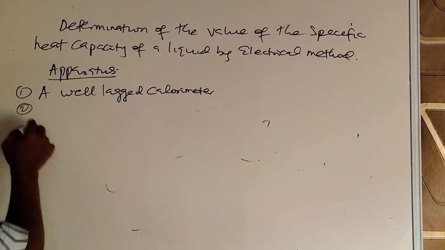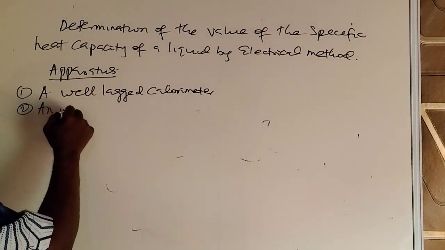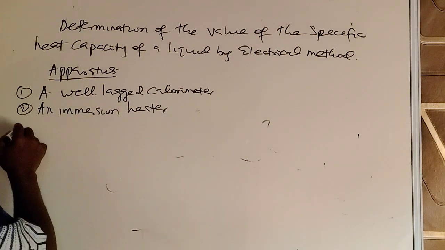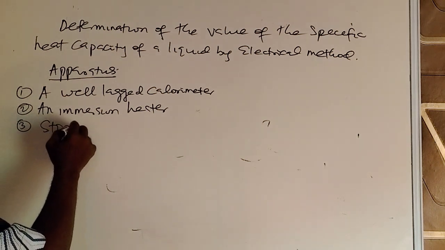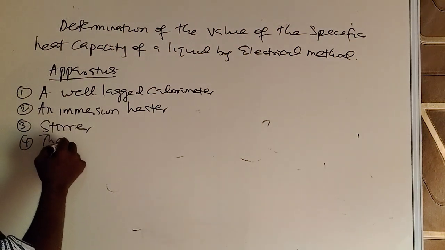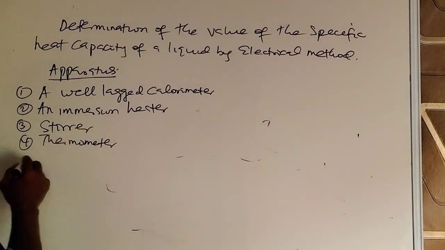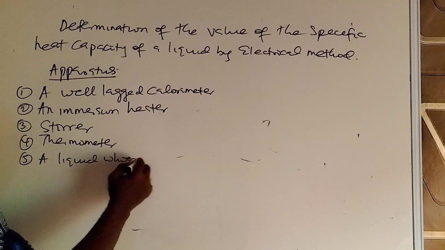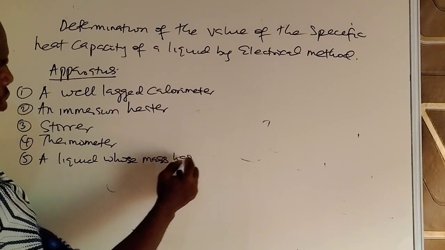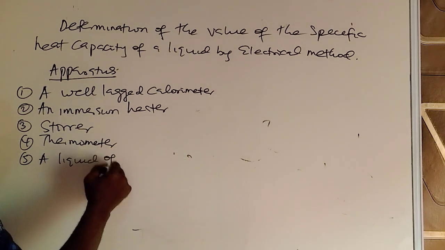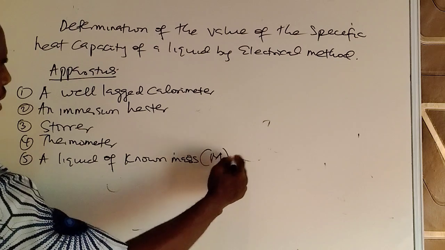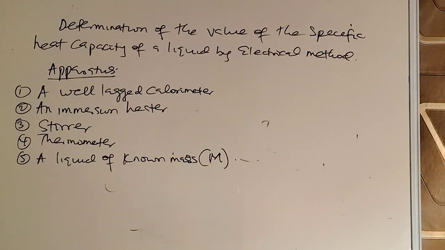Then we also need an immersion heater, or electric heater. We also need a stirrer. We need also a thermometer. We need also a liquid whose mass has been determined, or a liquid of known mass. You can record the mass as M. So that is the equipment required for this experiment.